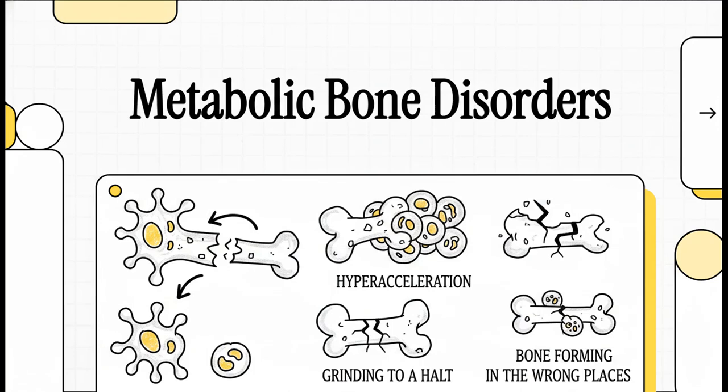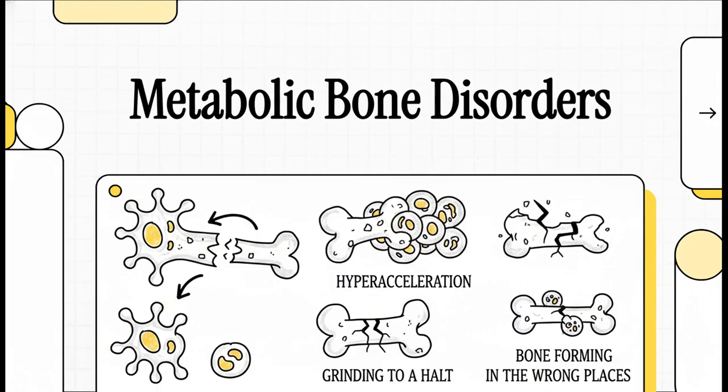Welcome to this explainer. Usually our skeletal system exists in this beautifully choreographed, perfectly balanced state. Osteoclasts break down old bone, and osteoblasts build up new bone. It's like a continuous, microscopic renovation project that keeps our skeleton strong and healthy. But what happens when that balance goes profoundly, bizarrely haywire?